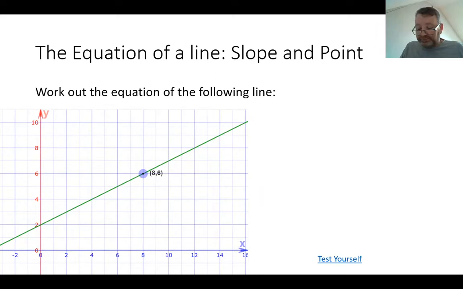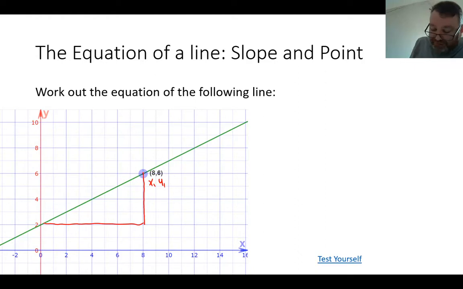Take this one here. Work out the equation of the following line. Now, what am I presented with? I'm presented with a line that has a point. So immediately, I've got my x1 and my y1. But what else do I need? I need to get a slope. So in this case, I'm going to do the same as what I did before. I'm going to draw a right angle triangle, starting at one point and moving to the other.